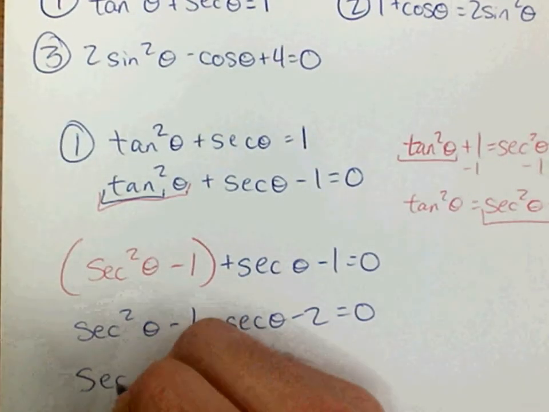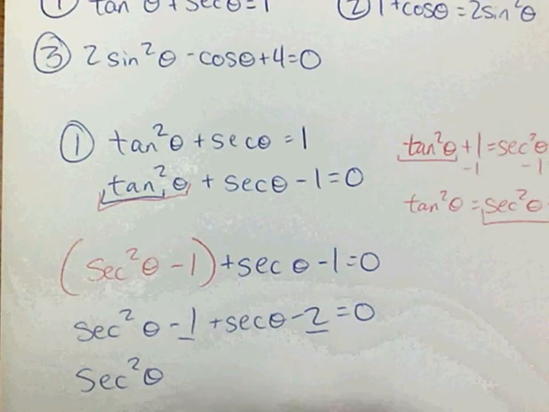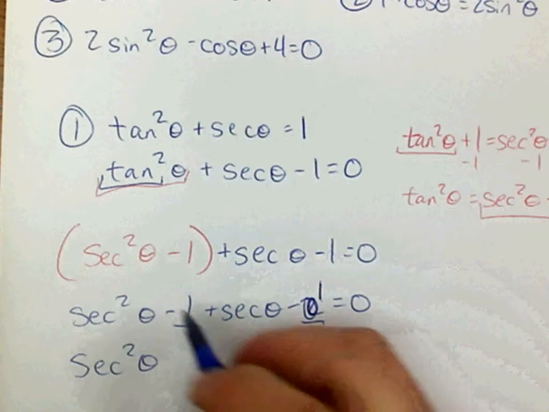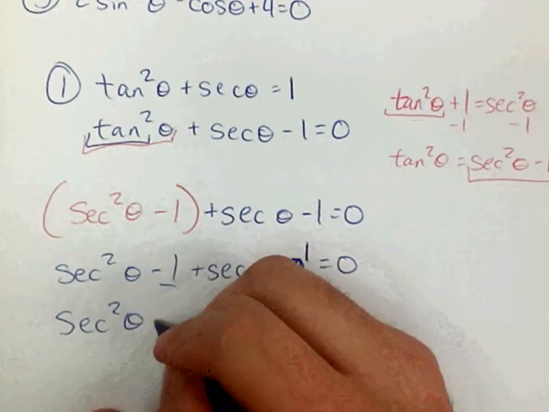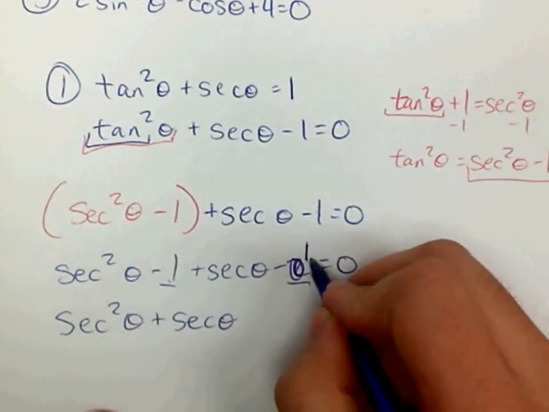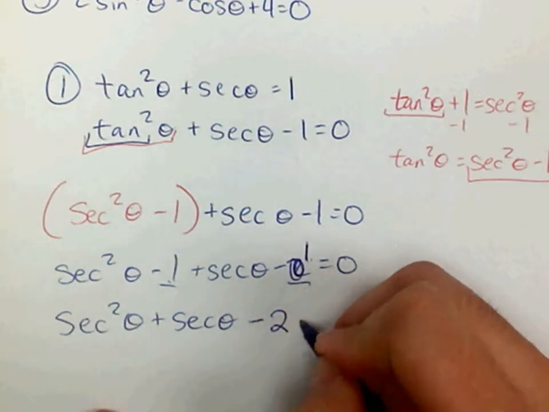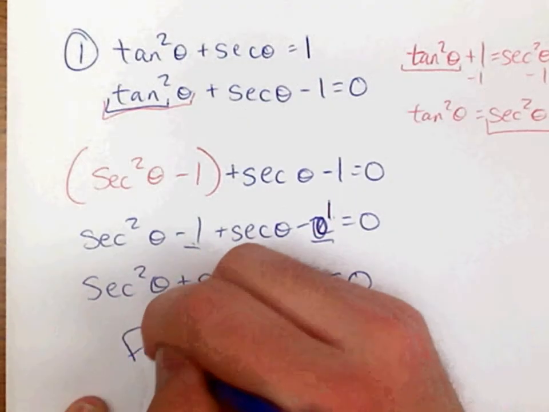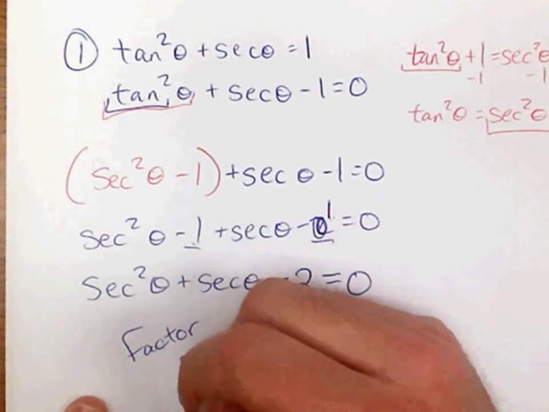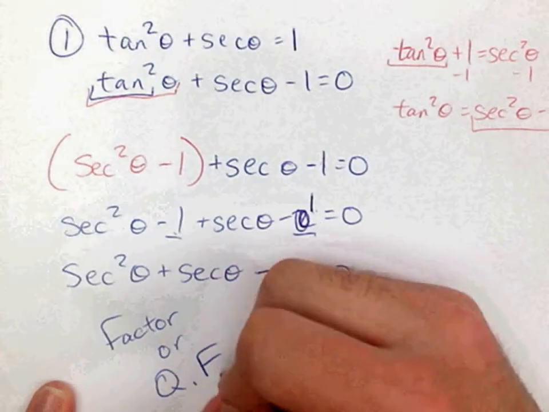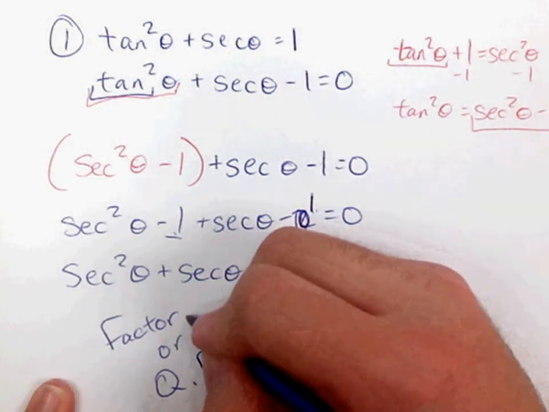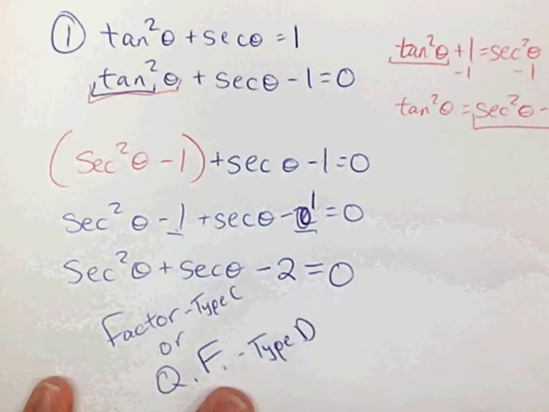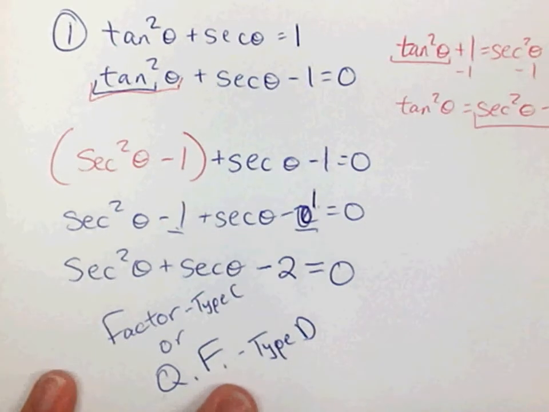We can combine our like terms, so negative 1 and negative 1. I rewrote that wrong earlier. Secant squared theta plus secant theta, negative 1 minus 1. I was getting ahead of myself. Now it's minus 2 equals 0. And now we will solve by factoring or the quadratic formula. So you can go back and look at videos for type C problems or type D problems, and that will tell you how to finish this type of problem if you are still having trouble.